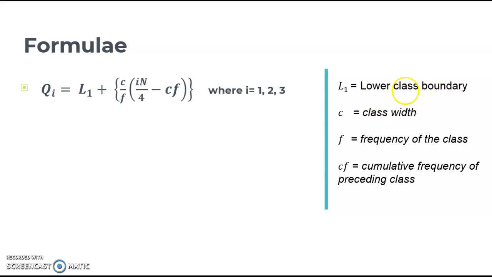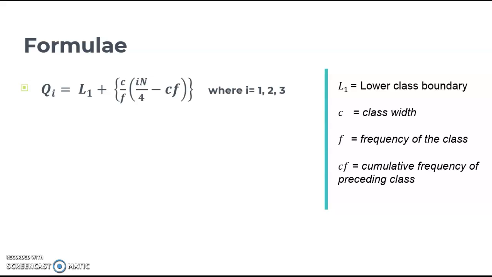Now in the formula, the CF which is mentioned here is nothing but the cumulative frequency of the preceding class. In the last video, we have seen how to find the median. In that video, I explained the concept of cumulative frequency and why we are supposed to consider the cumulative frequency of the preceding class. So this is the formula to find the quartile.